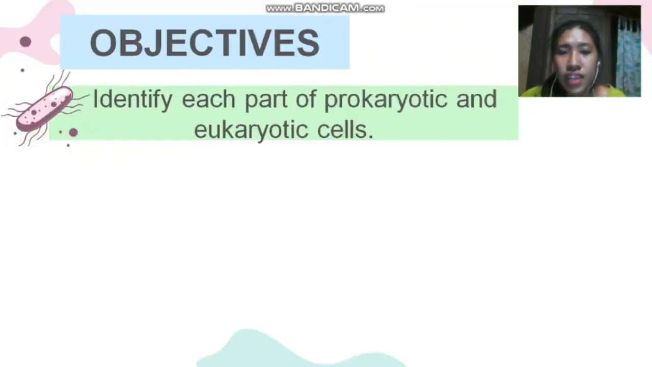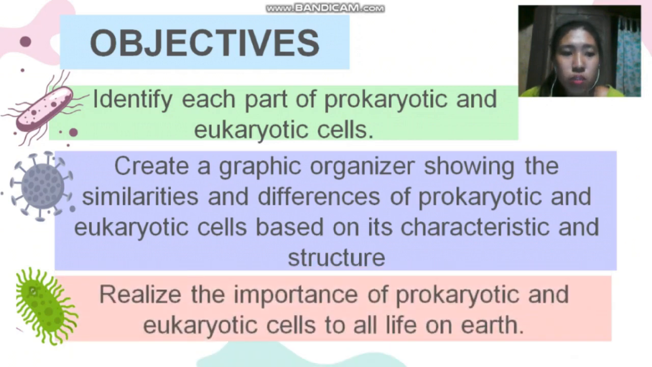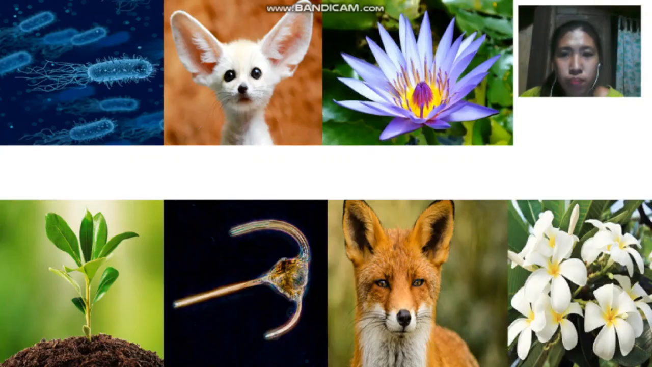First, identify each part of prokaryotic and eukaryotic cell. Number 2, create a graphic organizer showing the similarities and differences of prokaryotic and eukaryotic cell based on their characteristics and structure. And the last one, realize the importance of prokaryotic and eukaryotic cell to all life on Earth.